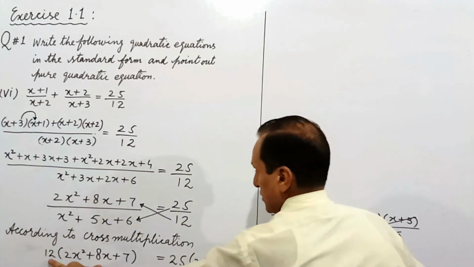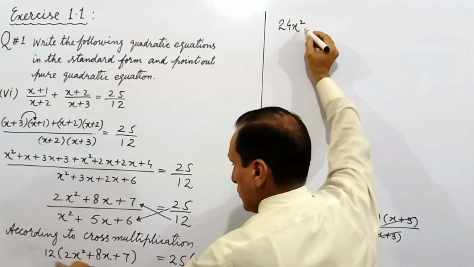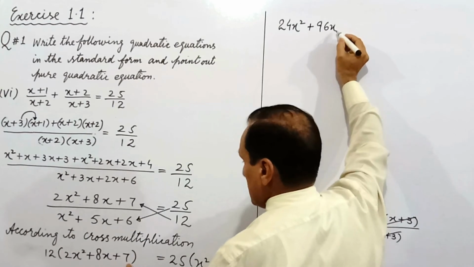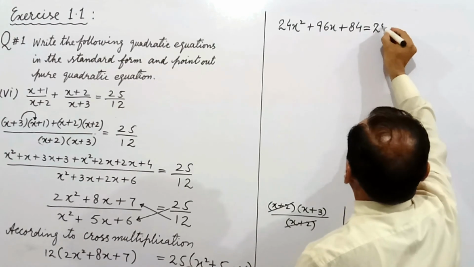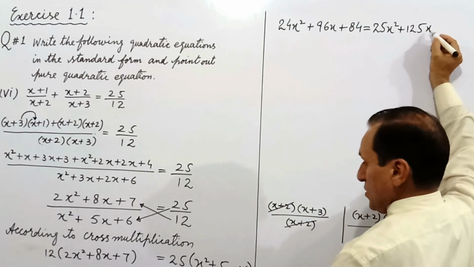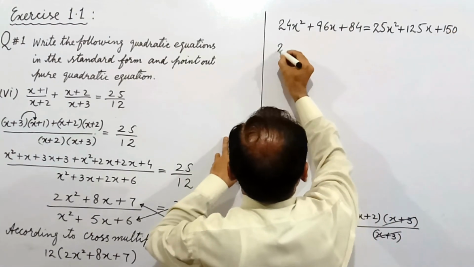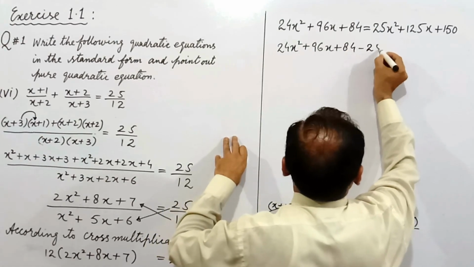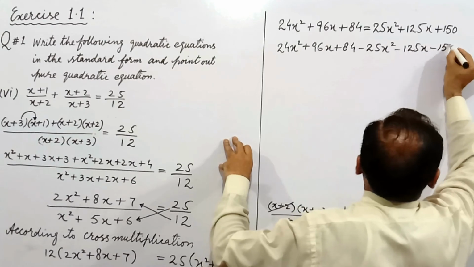Now we simplify these. 12 twos are 24x square. 12 eights are 96x. 12 sevens are 84 is equal to 25 ones are 25x square. 25 fives are 125x. 25 sixes are 150. Now we take all these values to the left hand side and we get 24x square plus 96x plus 84 minus 25x square minus 125x minus 150 is equal to 0.